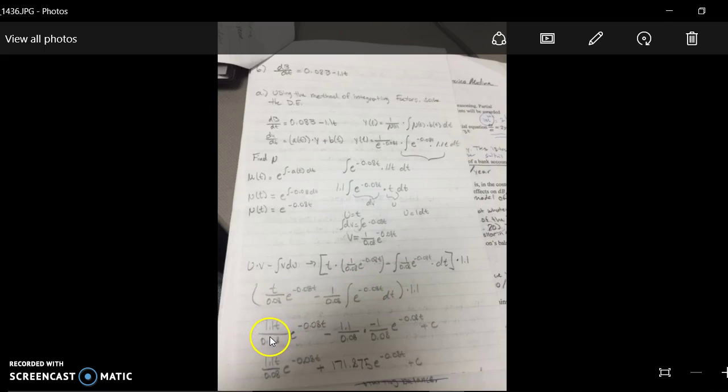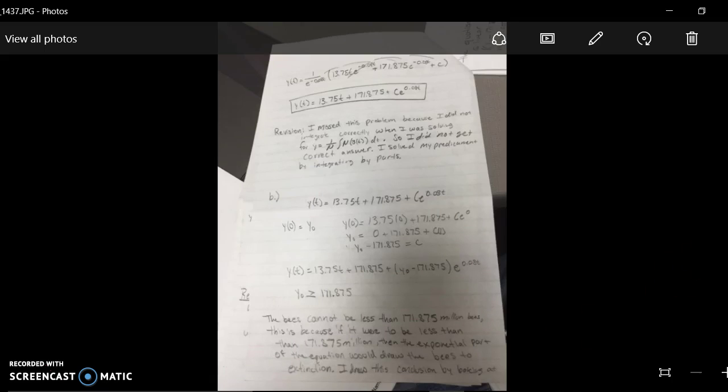So I have the following equation: 1.1t over 0.08 times e to the negative 0.08t, minus 1.1 over 0.08 times negative 1 over 0.08 times e to the negative 0.08t, plus c, since we integrated. Whew, that's a mouthful. So I simplified this down to this quantity right over here, where 1.1 over 0.08 times negative 1 over 0.08 equates to positive 171.875 times e to the negative 0.08t, plus our c.